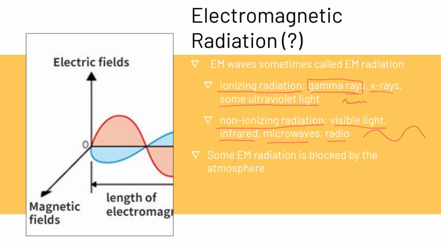So some EM radiation is blocked by the atmosphere, thankfully. So microwaves don't come through our atmosphere. That's good because we would all get cooked. Some UV light is blocked by the atmosphere. That is what the ozone layer does. So only a portion of EM light from the sun gets blocked by or comes through our atmosphere. X-rays and gamma rays, for the most part, are all blocked by the Earth's atmosphere.